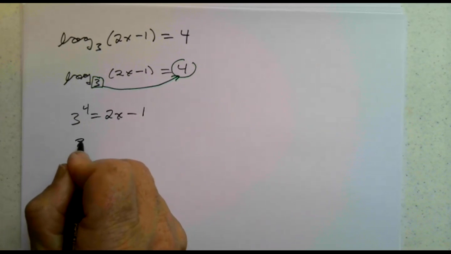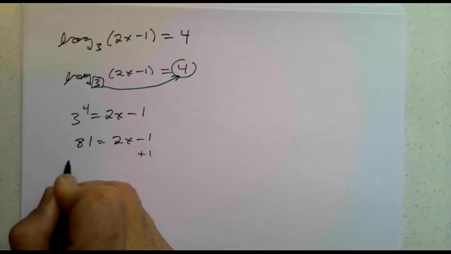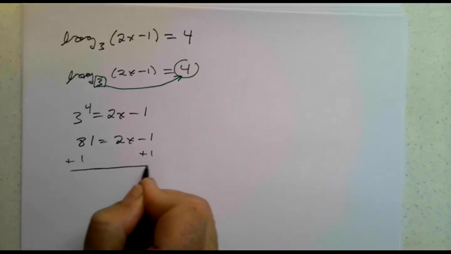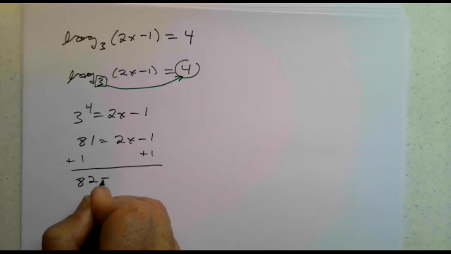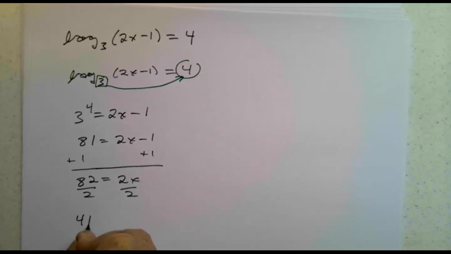Three to the 4th power is 81, equals 2x minus 1. Add 1 to both sides: 82 equals 2x. Divide by 2, 41 equals x. Now, is there a way for me to check that? I think so. Let's go and look at Desmos, if we can.